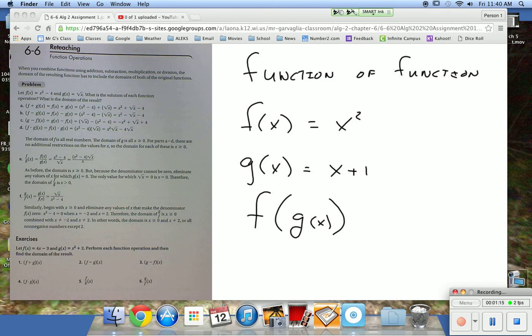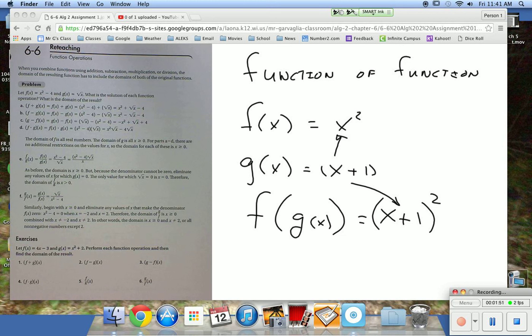Here's what happens. What's my function of x right here? It's x squared, so whatever is in my x is squared. Well, what is my x for this point? It's my x plus 1. So x plus 1 would go in there. See how that worked? All we did is take what was my g of x and stick it into the x squared. That's a function of a function.